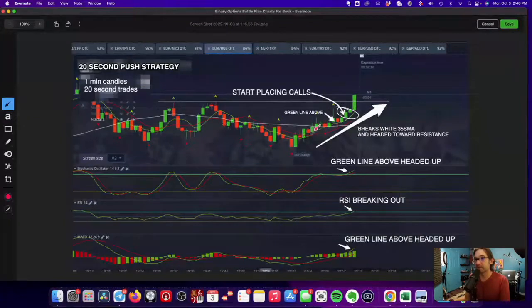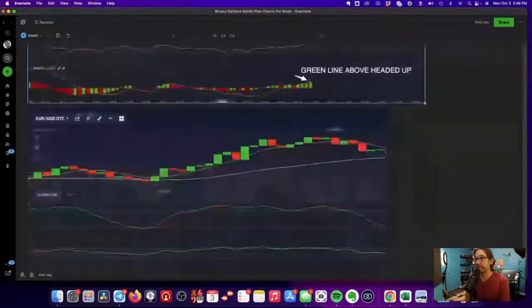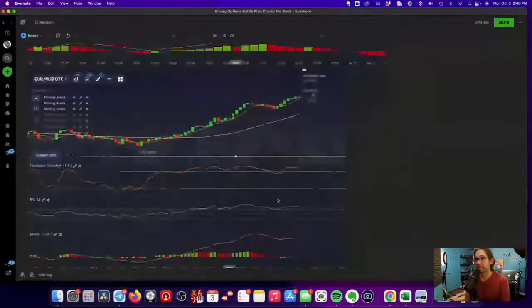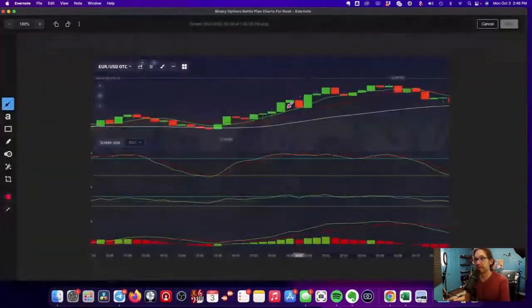So basically what you're looking for is the wide openness of the moving averages and everything moving in a direction. You're looking for some serious trend direction, but not like long-term trend direction, because you're taking 20-second trades. Here in this example, which I haven't marked up for the book yet, it's like a perfect scenario. I'm going to show you where your entry points would be right here. So you have the green line above here, above here, and above here. So your MACD is heading up, your stochastic is heading up, and your moving averages are heading up.